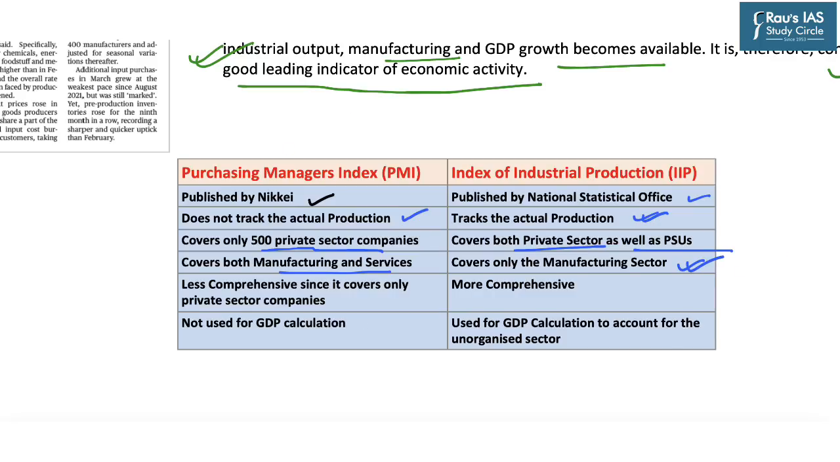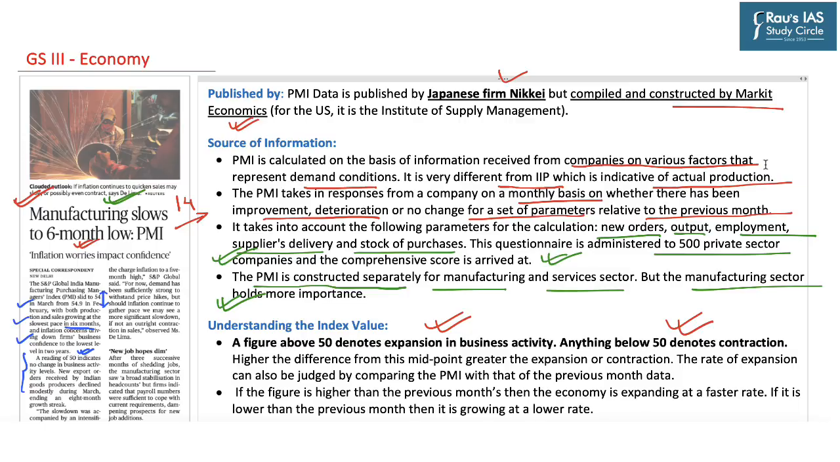Now PMI can be said to be less comprehensive since it covers only private sector companies, whereas IIP can be said to be more comprehensive in its approach and jurisdiction. Now PMI is not used for GDP calculation, whereas IIP is used for GDP calculation to account for the unorganized sector. So these can be said to be some of the differences with respect to PMI and also Index of Industrial Production. So after understanding this news, let's take up the question for the day.